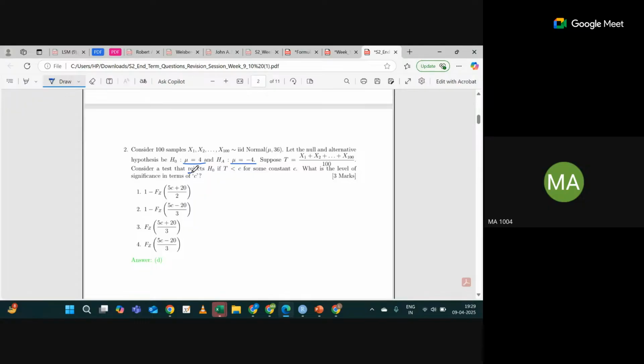Consider a test which rejects the null hypothesis if T is less than c for some constant c. The question is, what is the level of significance in terms of c? So first of all, what is alpha? Alpha is the level of significance, right? Alpha is the probability that I will reject H naught when H naught is true. So when will you reject H naught? When T is less than c, and H naught is that mu is equal to 4.